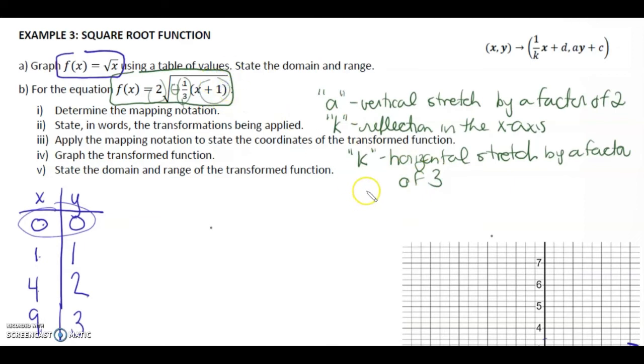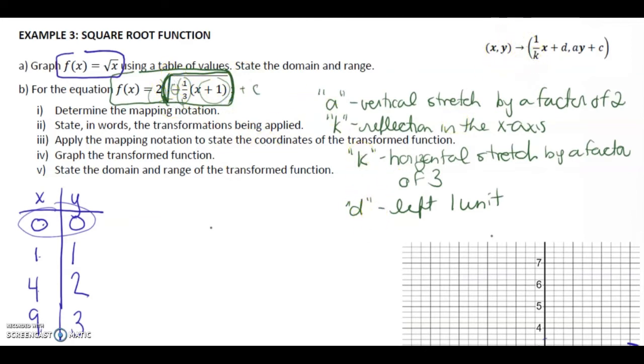And then this is the d value, plus 1. So that's going to be d, and it's going to be left 1 unit. Right? So that's a horizontal shift. We're treating this root sign as a big bracket. If we had a c value, it would be outside.